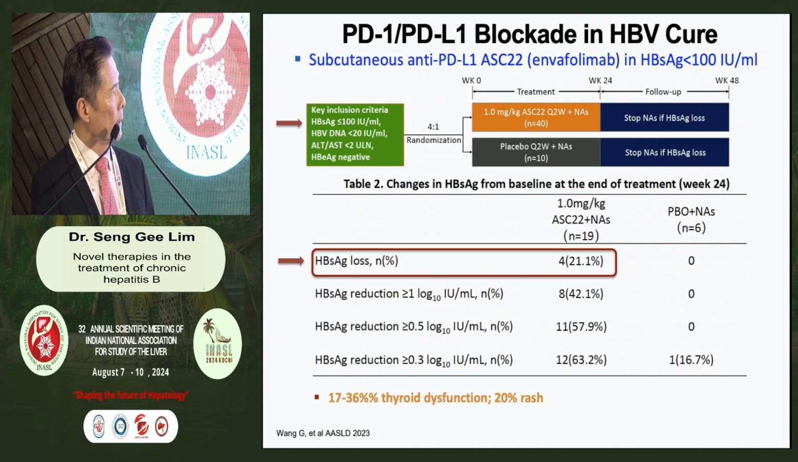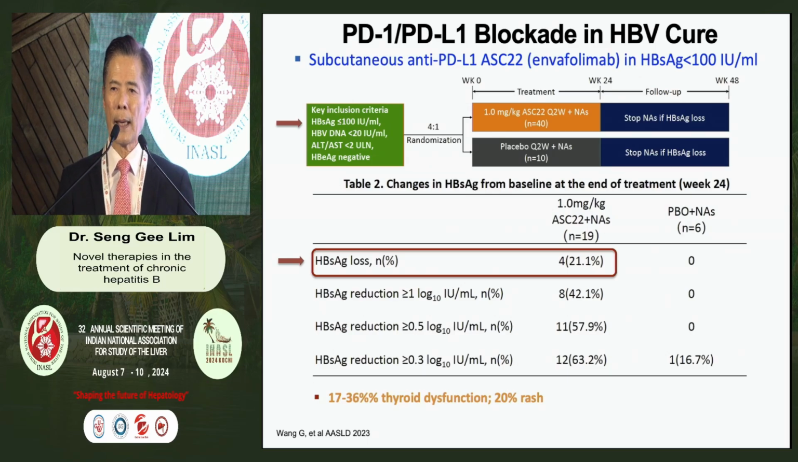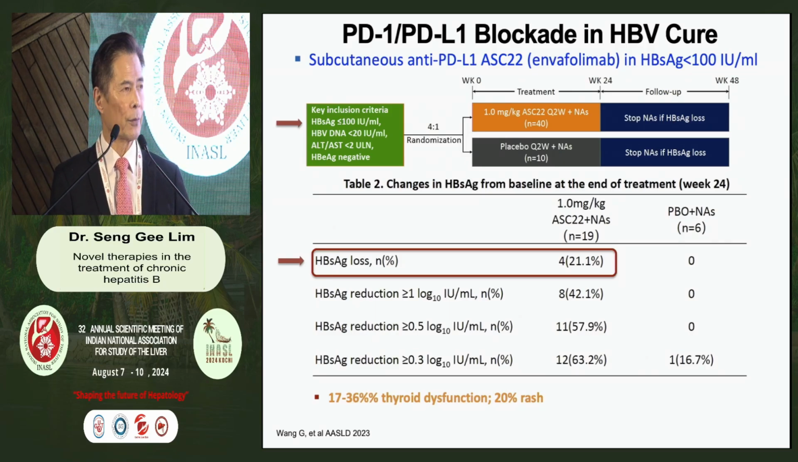And when you see the efficacy of this group of patients, you have a 21% S antigen loss. Only 4 patients lost S antigen. But here's the worry. 17 to 36% had thyroid dysfunction, 20% have rash. So the limiting factor for these checkpoint inhibitors may be adverse events of thyroid dysfunction.